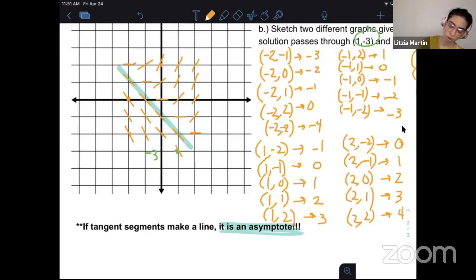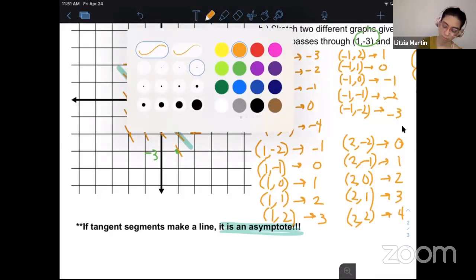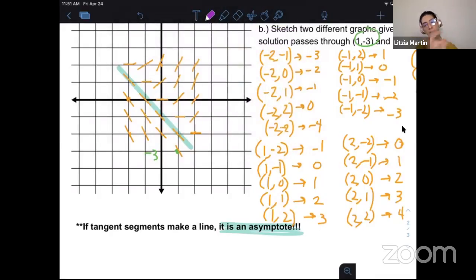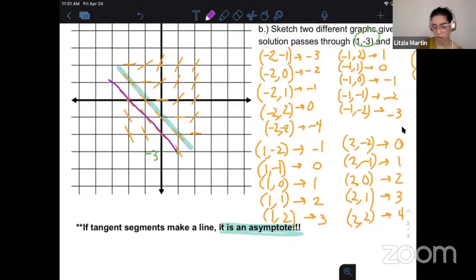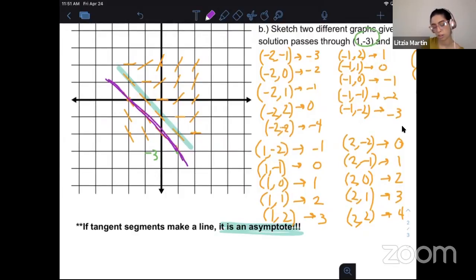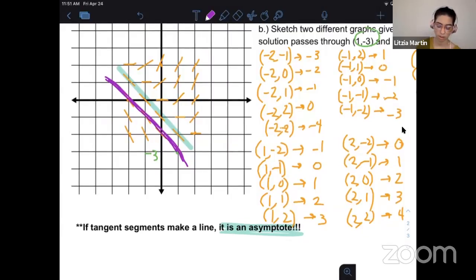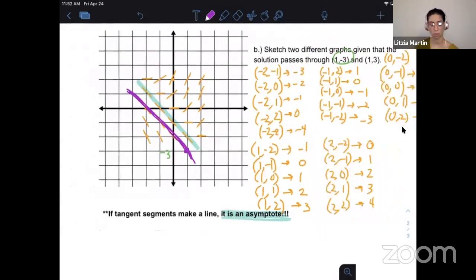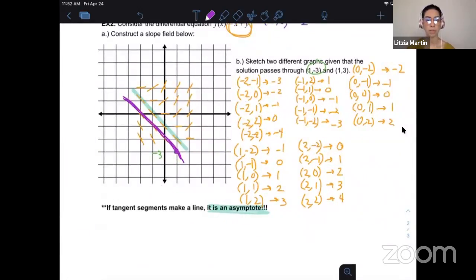Okay. So if I were to try to visualize going through this point and following, we can kind of see that it's following really closely to that asymptote. So that would be what our curve looks like going through the point (1, -3).